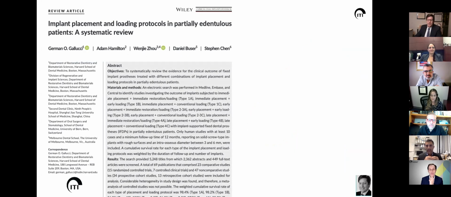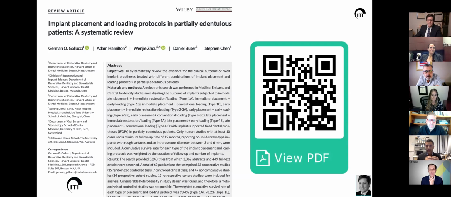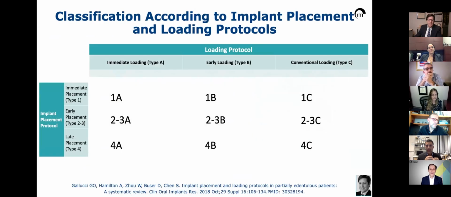Now, when it comes to the loading protocols, at the last ITI consensus conference we proposed a new way of looking at loading protocols, which is combining them with placement protocols. And here you have the new classification that we will be using for addressing in the current and upcoming episodes for edentulous patients. Basically, what we have discussed here is the combination of the placement type 1, 2, 3, or 4 with a type of loading: immediate, early, and conventional.